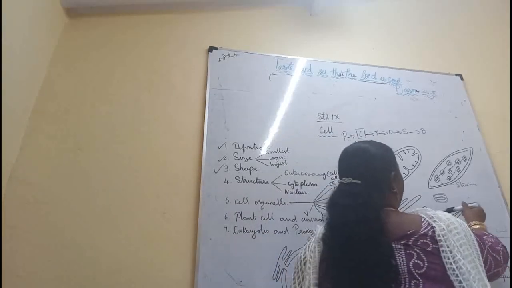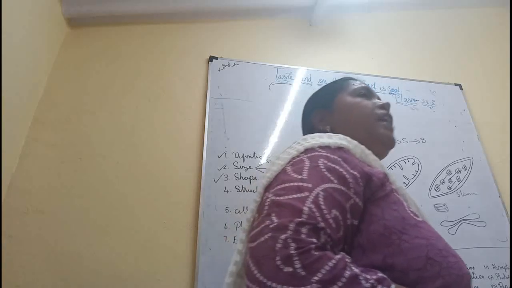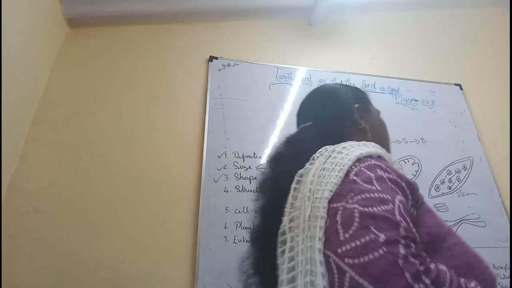The next comes Golgi bodies. Golgi bodies are elongated saccular structures. They are secretory in function.